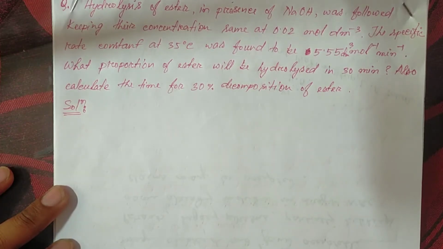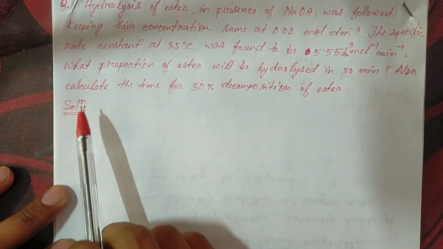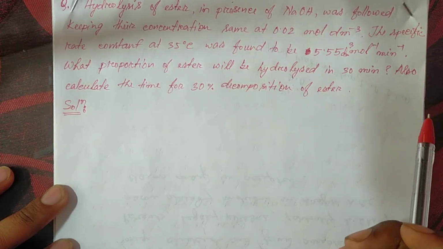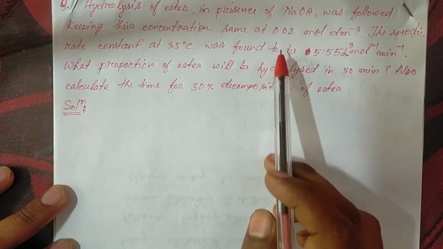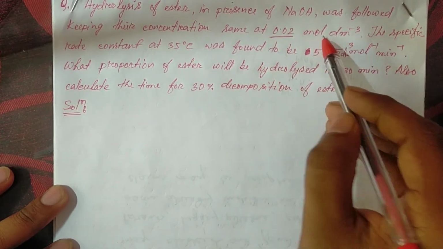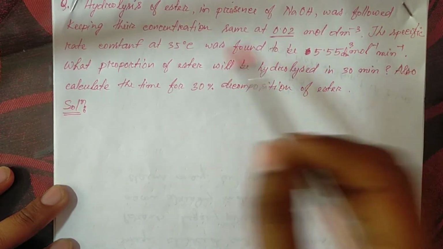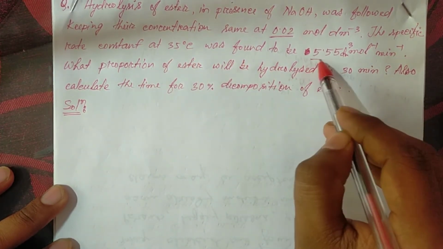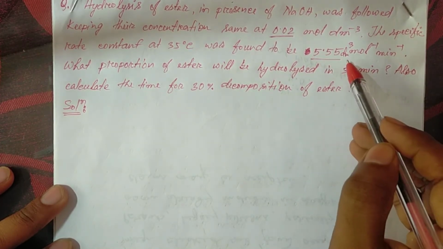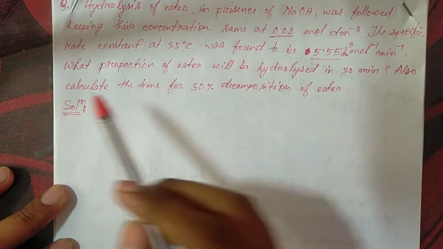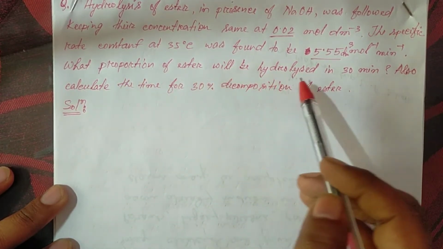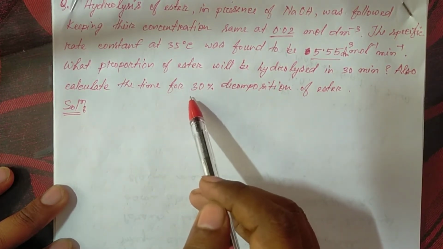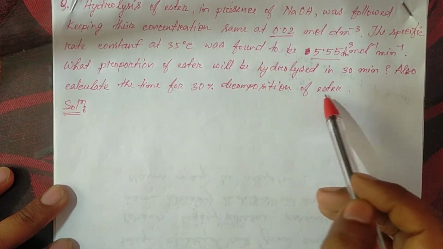now let's solve a problem. So in this question you can see that the hydrolysis of ester in presence of NaOH was followed, keeping their concentration same at 0.02 mole dm cube inverse. The specific rate constant at 35 degrees Celsius was found to be 5.55 dm cube mole inverse minute inverse. What proportion of ester will be hydrolyzed in 30 minutes? Next, also calculate the time for 30% decomposition of ester.